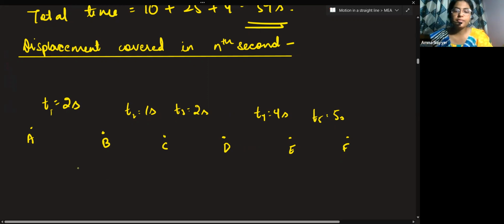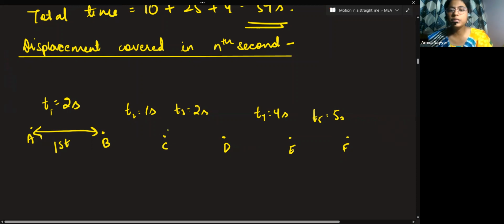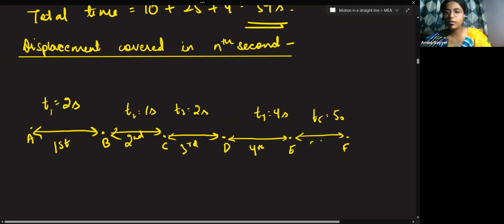If I see this, from A to B is the first time interval. Whatever the value, be it 2 seconds or whatever, just take it as the first interval. From B to C becomes the second one. From C to D becomes the third one. D to E becomes the fourth duration, and E to F becomes the fifth second.